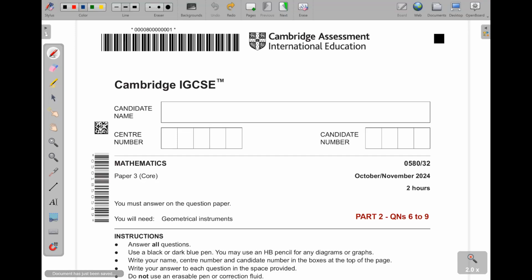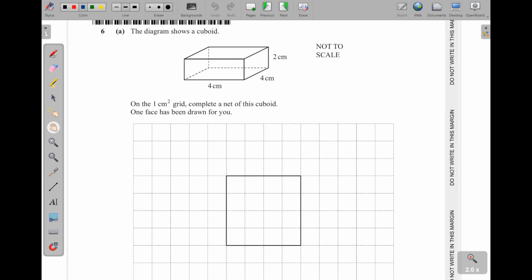This is teacher Simon taking you through Cambridge IGCSE Mathematics Paper 3, October/November 2024, Part 2, for questions 6 to 9. Question 6, part A: the diagram shows a cuboid. On the 1 centimeter squared grid, complete the net of this cuboid. One face has been drawn for you.